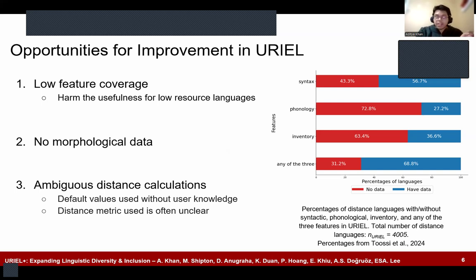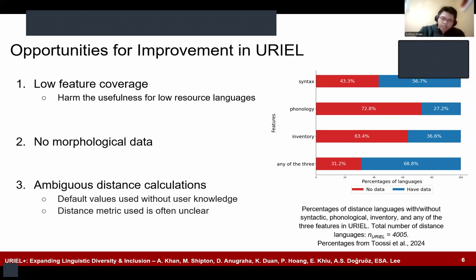And that disproportionately impacts low resource languages in particular, which harms its usefulness for them. So yeah, there's quite a bit of lacking feature coverage within the knowledge base. There's also no morphological data at all, so you can't really compare languages on the basis of morphemes, which is a very big comparison point that is missing, particularly when the data is available in the literature, for instance, with GramBank.